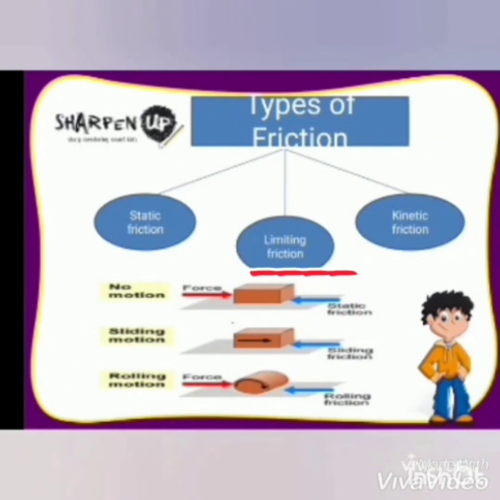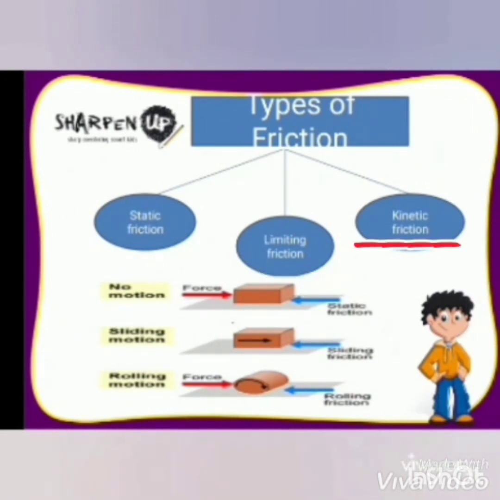After this we have limiting friction. The maximum value of static friction is called the limiting friction. Limiting friction is the maximum opposing force that comes into play when one body is at the verge of moving over the surface of another body.